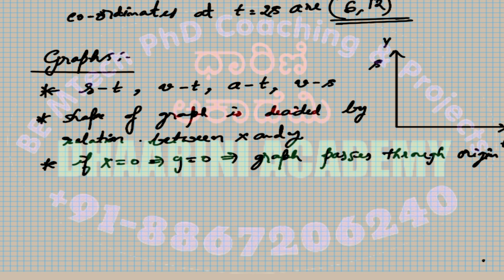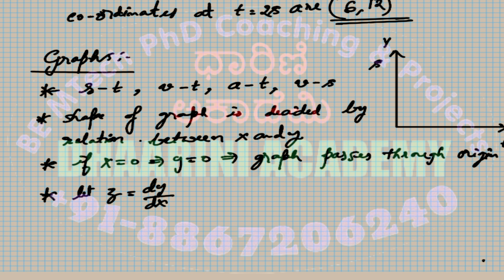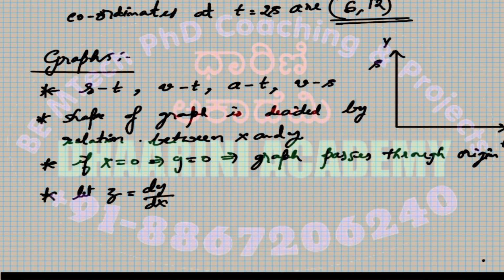Now, let us try to define a new parameter. Let z be equal to dy by dx. That's a differentiation, right? The value of z at any point can be obtained by the slope of the graph. So differentiation gives you slope. Okay, so slope of the graph.